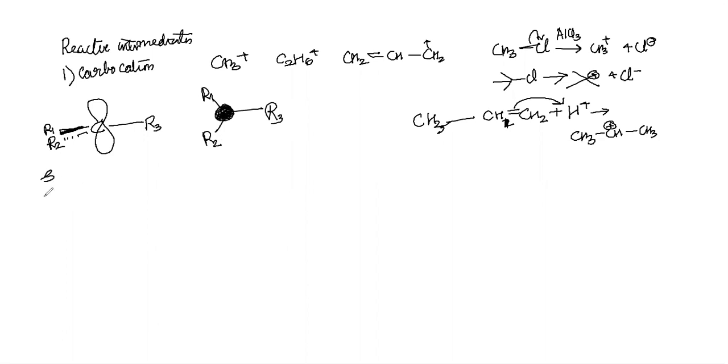Okay. Stability. Tertiary carbocation is more stable than secondary, which is more stable than primary. Why? Hyperconjugation and inductive effect. Okay? Hyperconjugation and inductive effect are the reasons for the stability of carbocations.